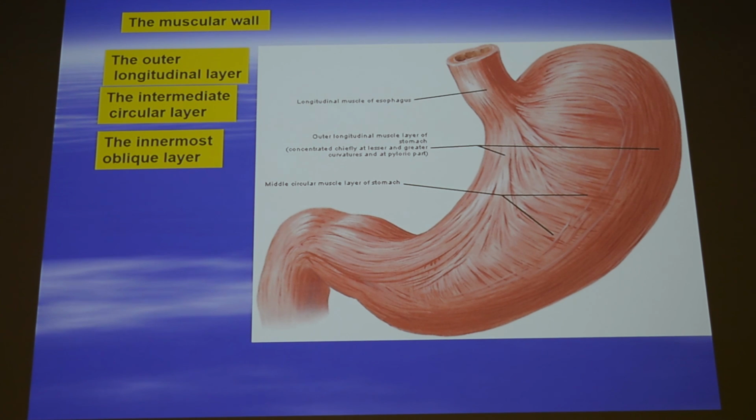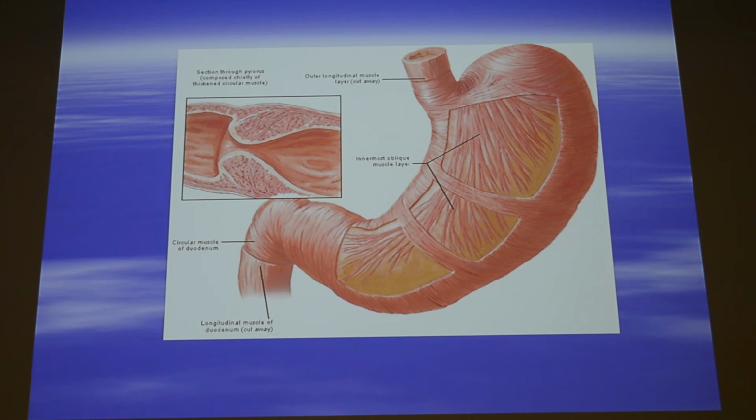Okay? Now the stomach is an exception. It has an additional layer, the innermost oblique layer. But the oblique layer is an incomplete layer. Longitudinal is complete. Inner circular is complete. What about the oblique, the additional layer? It's basically concentrated around the fundus, and we have few fibers that spread over the body. It's called the oblique layer. And it's only in the stomach. Otherwise, the whole gastrointestinal system has two layers, outer longitudinal and inner circular.